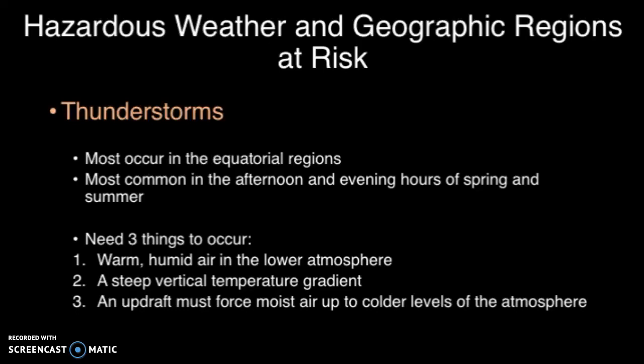So the first thing we're going to cover is thunderstorms. As you might know, most thunderstorms happen in equatorial regions or near the tropics because they tend to have more moisture, and that's how you get, for the most part, thunderstorms. They are most common in the afternoon and evening hours of spring and summer seasons.